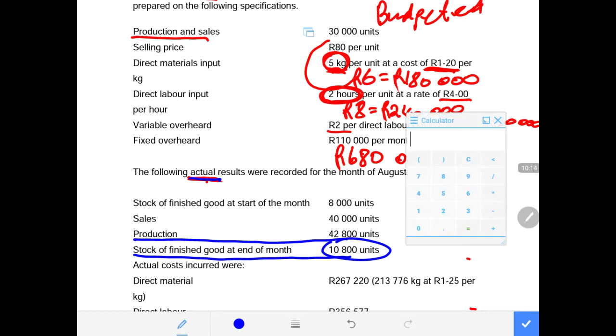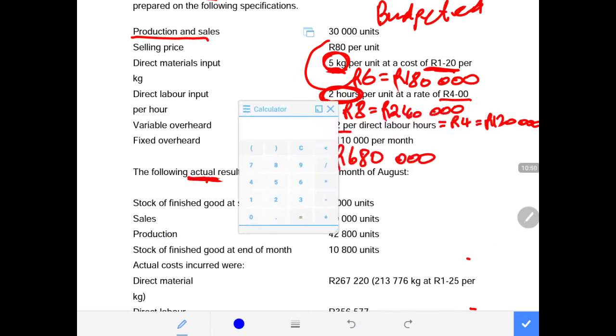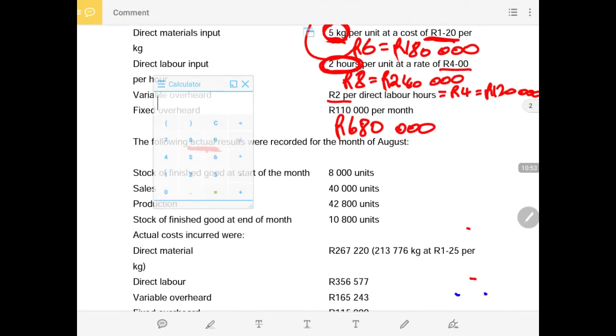If closing was given but sales were not given, we could have said 8,000 plus 42,800 will give us inventory available to be sold, minus the inventory that was left, 10,800. This will give us 40,000 of sales. So sometimes this can be missing, or this can be missing, or production can be missing. Any one can be a missing unknown that needs to be calculated. But they gave us everything in this case, which simplifies everything.